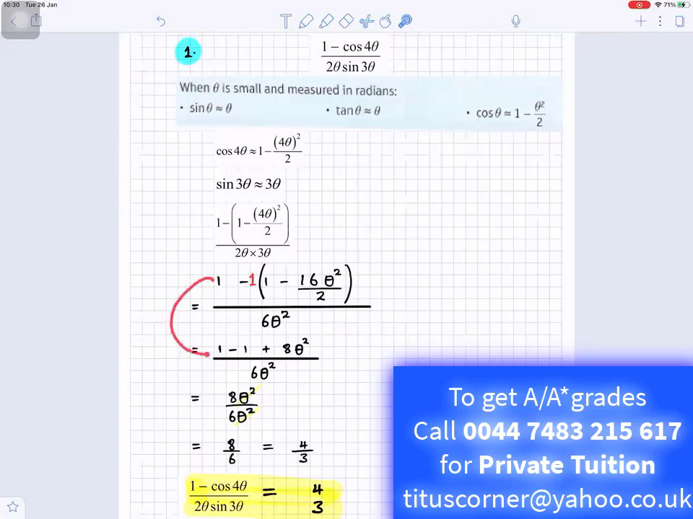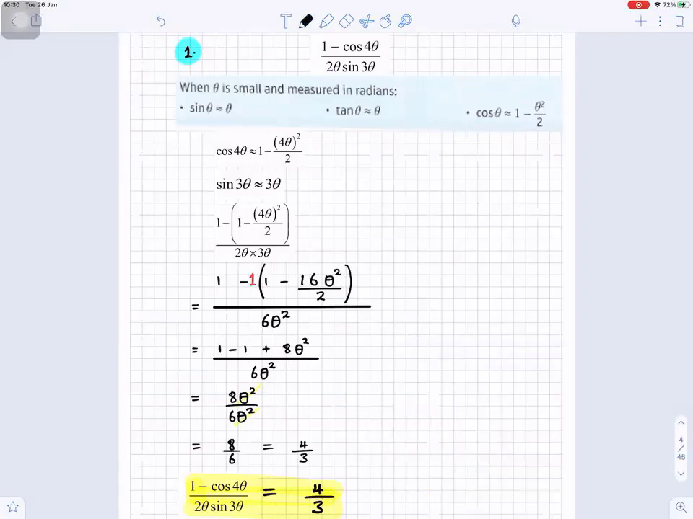So this numerator will become 1 minus 1 plus 8 theta squared. The denominator is 2 theta times 3 theta. 2 times 3 is 6, and theta times theta is theta squared, so it's 6 theta squared in the denominator. 1 minus 1 is 0, so it's 8 theta squared divided by 6 theta squared. The theta squared will cancel from the top and bottom. 8 divided by 6 is 4 over 3. So when theta is small and measured in radians, (1 minus cos 4 theta) over (2 theta sine 3 theta) is equal to 4 over 3.